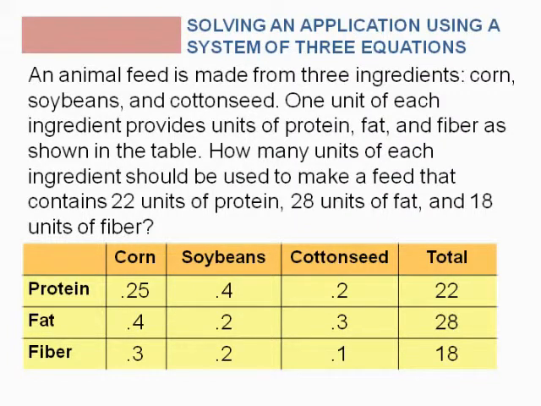All right, let's try another one: solving an application using systems of three equations. An animal feed is made of 3 ingredients: corn, soybeans, and cottonseed. 1 unit of each ingredient provides units of protein, fat, and fiber as shown in the table. How many units of each ingredient should be used to make a feed that contains 22 units of protein, 28 units of fat, and 18 units of fiber?